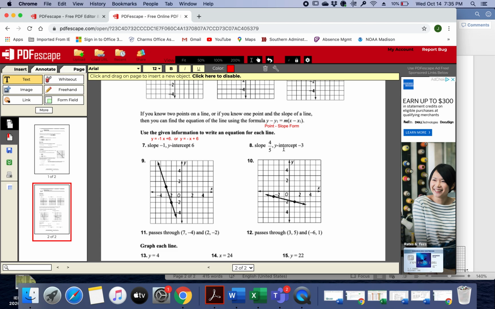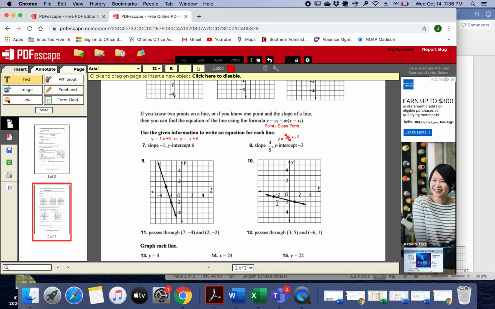For number 8, same situation. You can start with y equals, then your slope. Y equals 4/5. Test me by making me write a fraction. I just want to make it all fit here. Sorry, that's not pretty. Okay, and we'll put x after that. And then we have our y-intercept of negative 3, so minus 3. So there's our equation for number 8.